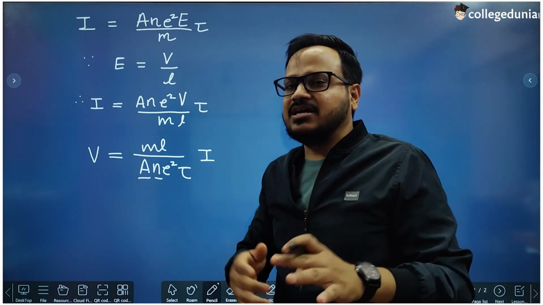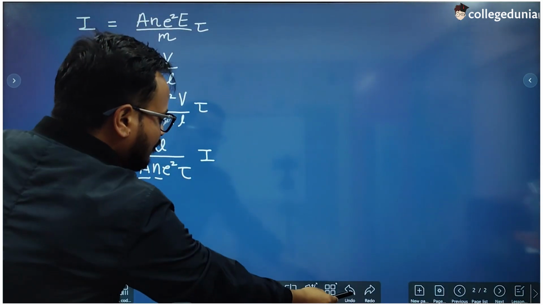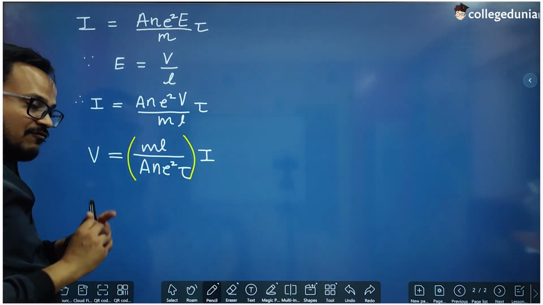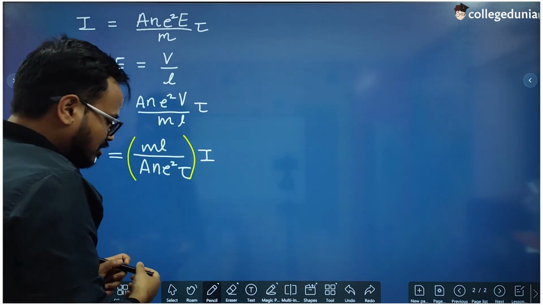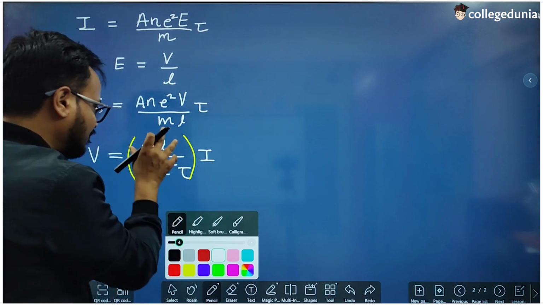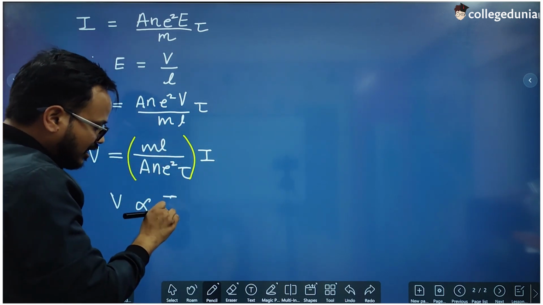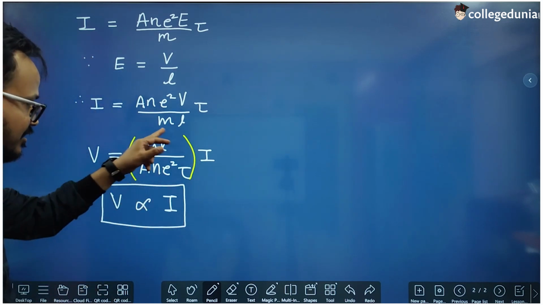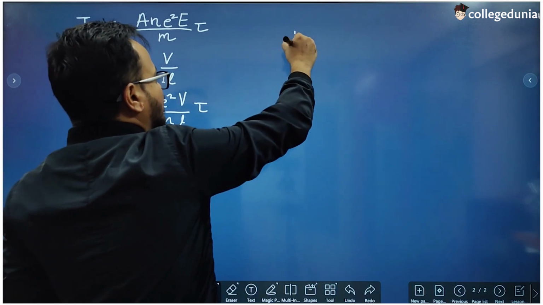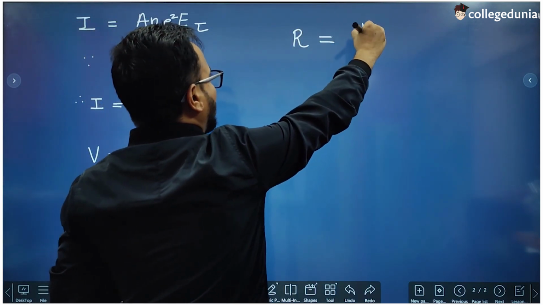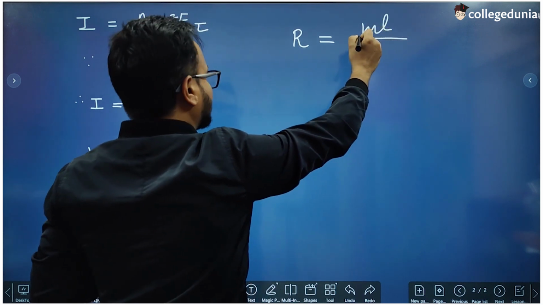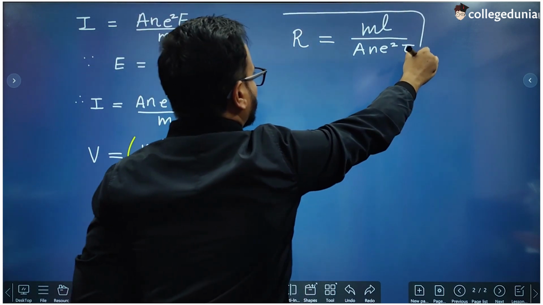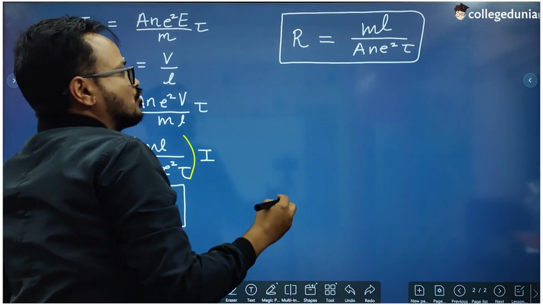So if we keep physical conditions like temperature and pressure constant, we cannot change this whole value. So if the physical conditions are constant, this whole term is constant, and if this is constant, then we can say that V and I are proportional. So that is Ohm's law, and this constant is called the resistance of the conductor. It is denoted by the symbol R.